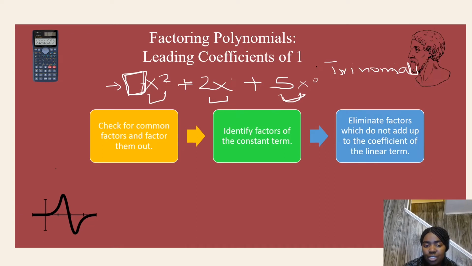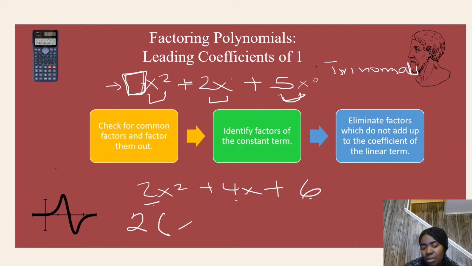How do we factor them? Okay, first, you want to check for common factors and factor them out. And what do I mean by this? I think I will explain it in the next slide some more, but let's say you had 2x squared plus 4x plus 6. Already you have a common factor, 2. 2 can go into 4, it can go into 6. So you would pull out the 2, and then do an initial factoring. So I'd have x squared plus 2x plus 3.